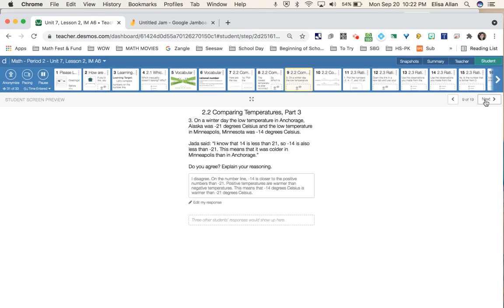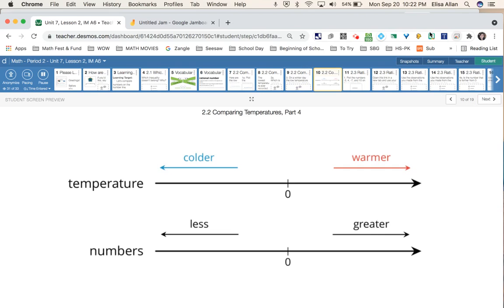Taking a look at slide 10, it just kind of gives us that same information, right? In this case, we see and we know now that any time we're going further and further to the left on the number line, we are looking at temperatures that are colder, and we are looking at numbers that would be getting less and less. Anytime we get further and further to the right on the number line, it becomes a warmer temperature, or in this case, we're looking at numbers that become greater and greater.